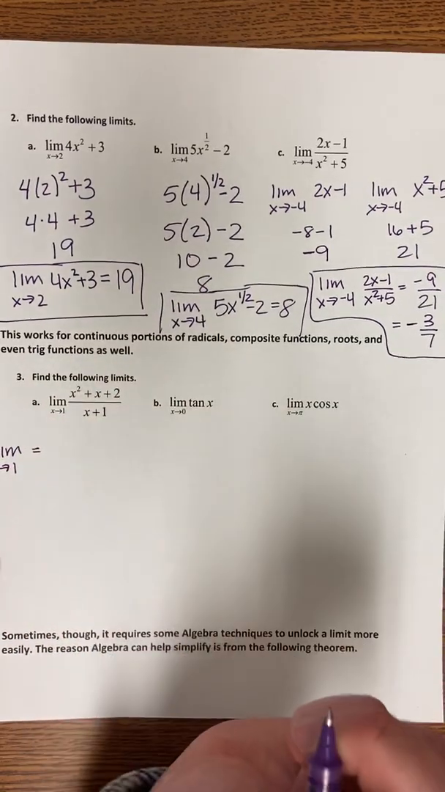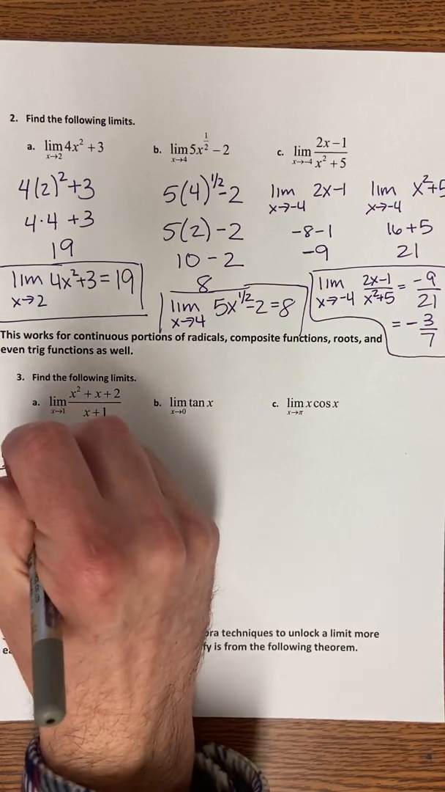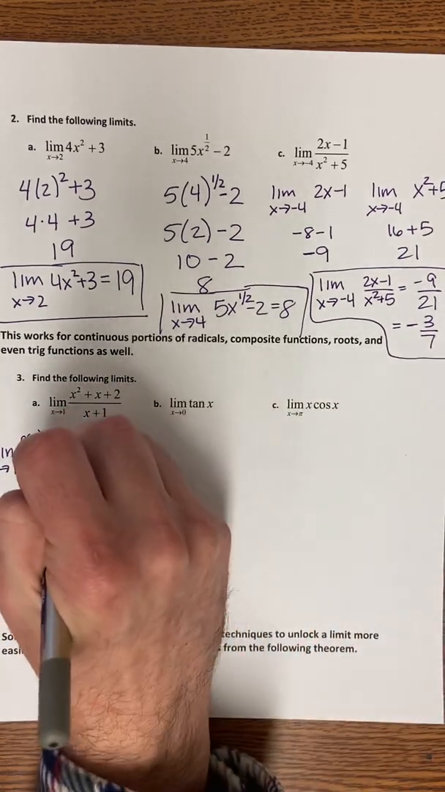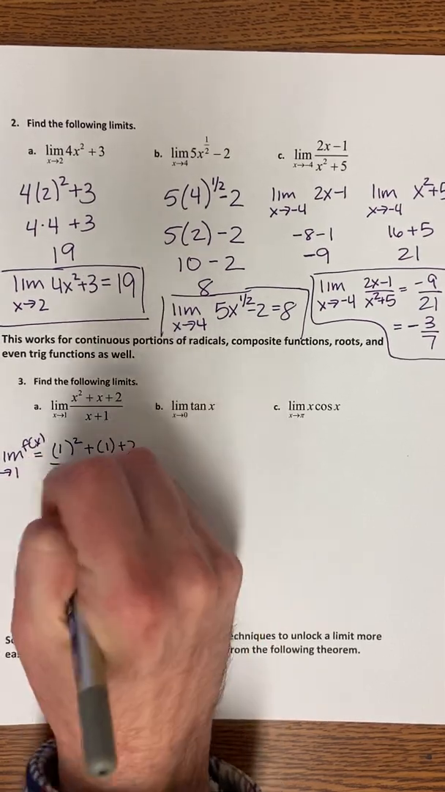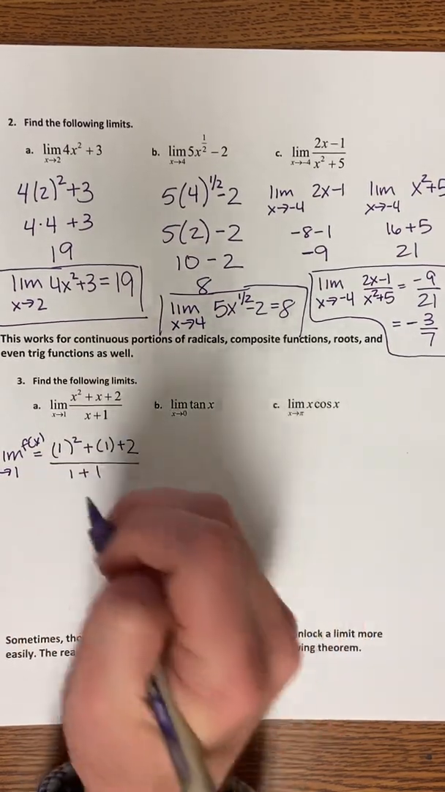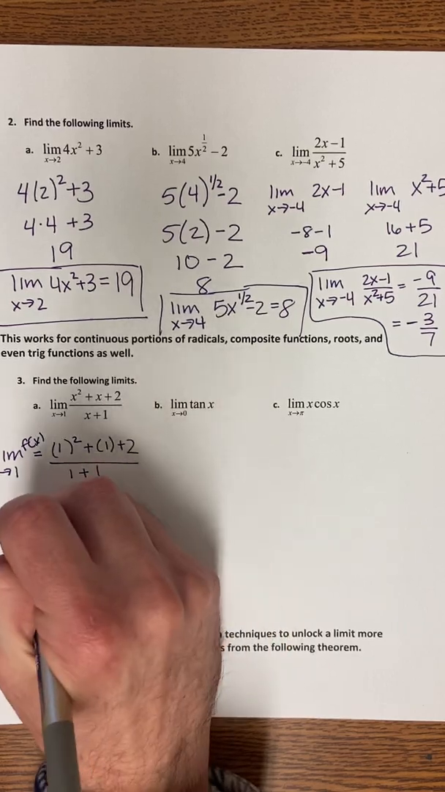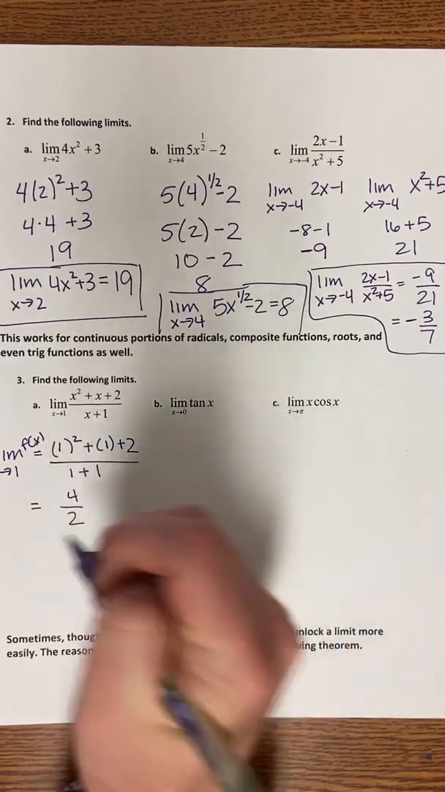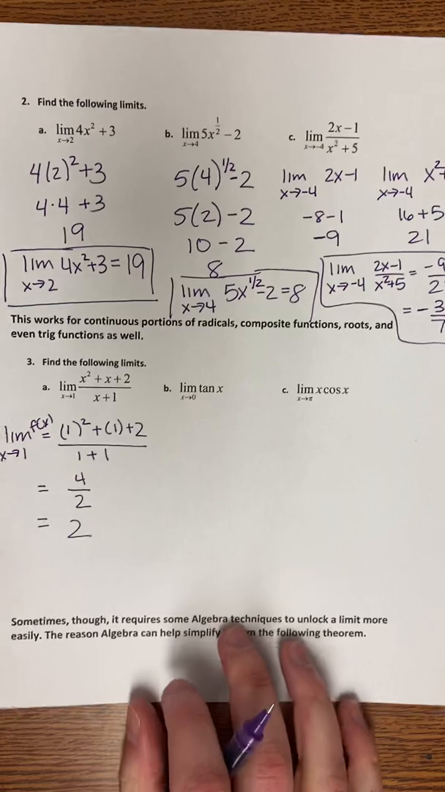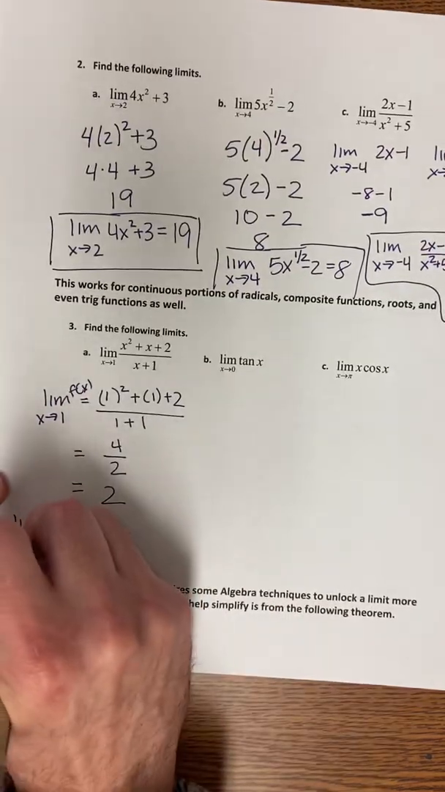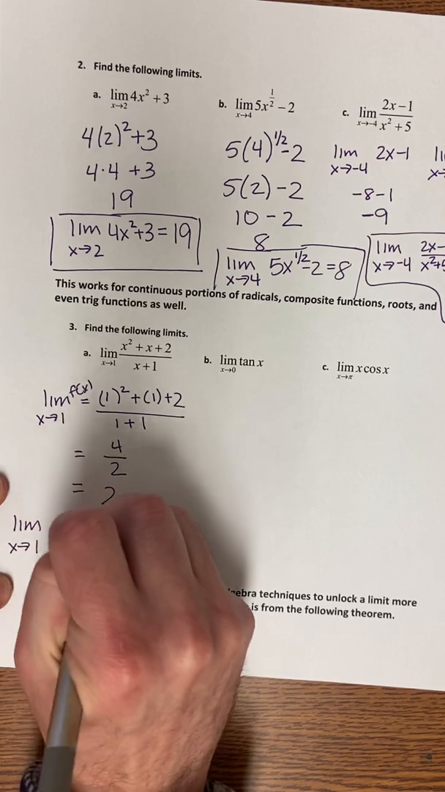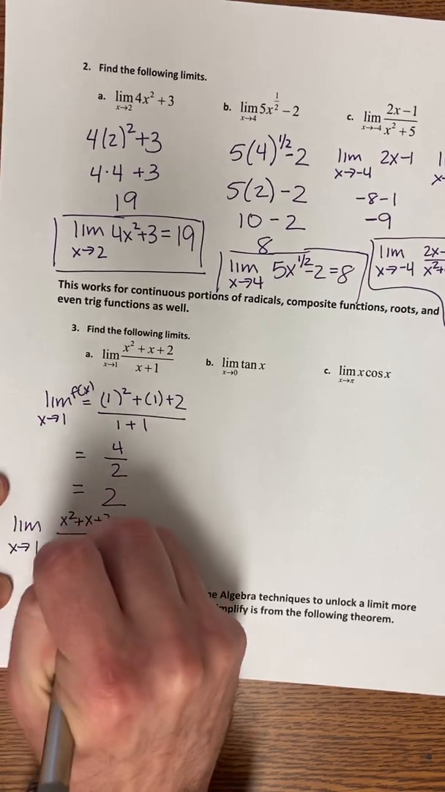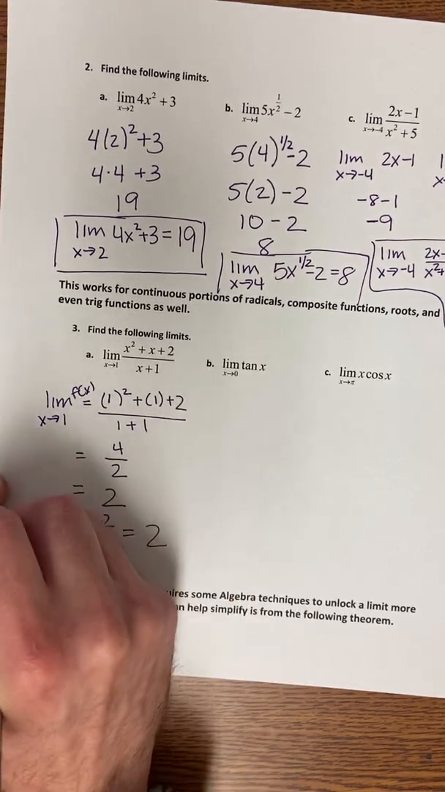I'm going to use a little shorthand notation. I should put f of x here, just say the function is going. So this is 1 squared plus 1 plus 2 over 1 plus 1. That's 1 plus 1 plus 2, which is 4 over 2. 4 divided by 2 is 2. So we can say the limit as x approaches 1 of x squared plus x plus 2 over x plus 1 is equal to 2.